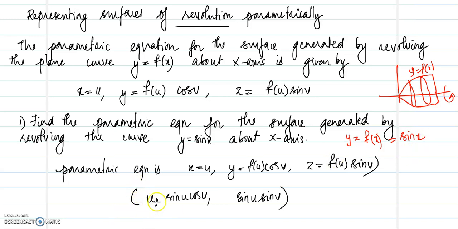Therefore the parametric equation is given by x equal to u, y will be f of u cos v, and z will be f of u sin v. So upon substituting, that will give us x equal to u, and y will be f of u, which is sin u cos v, then z will be again sin u sin v. So that is the form of parameterization when you have a plane curve revolved about the x-axis.